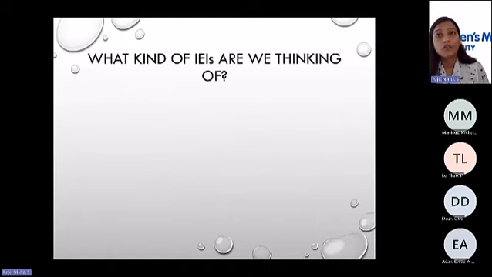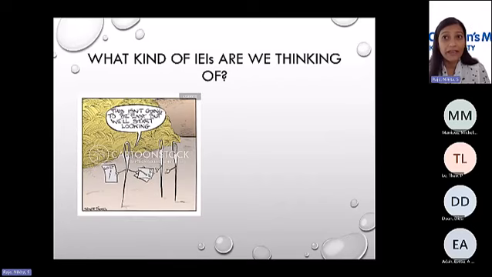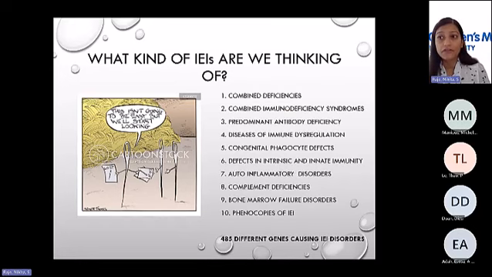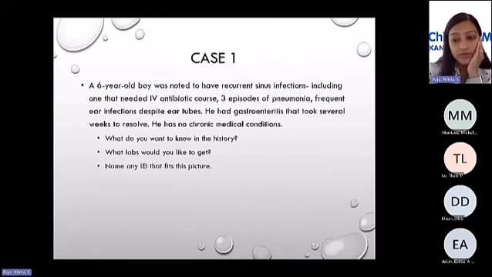So what kind of IEIs are we thinking about when we see these patients? It's really looking for a needle in a haystack, right? So let's go through some cases quickly. If you want to give me a few answers, feel free to jump in. A 6-year-old boy was noted to have recurrent sinus infections, needed IV antibiotics, episodes of pneumonia, ear infections. He had gastroenteritis. He has no other chronic medical conditions. What do you want to know in the history?